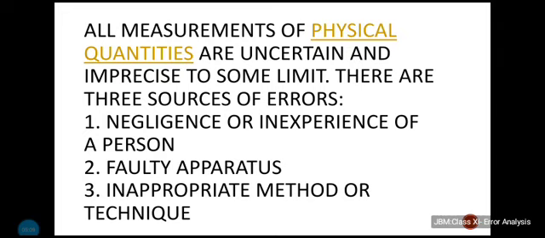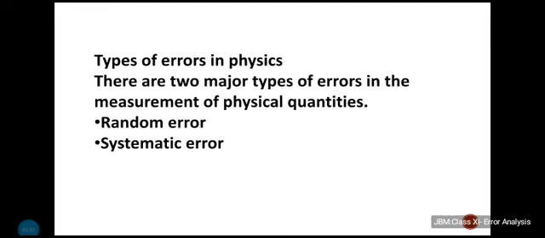Secondly, faulty apparatus. The instruments that have been employed to carry out this process of measurement are faulty. They have some defect. And third, inappropriate method or technique. If you are not following the exact procedure, there is always a procedure for carrying out the measurement. If you are not carrying out the exact procedure, there may be some error. So, in general, the errors in measurement can be broadly classified as systematic errors and random errors.